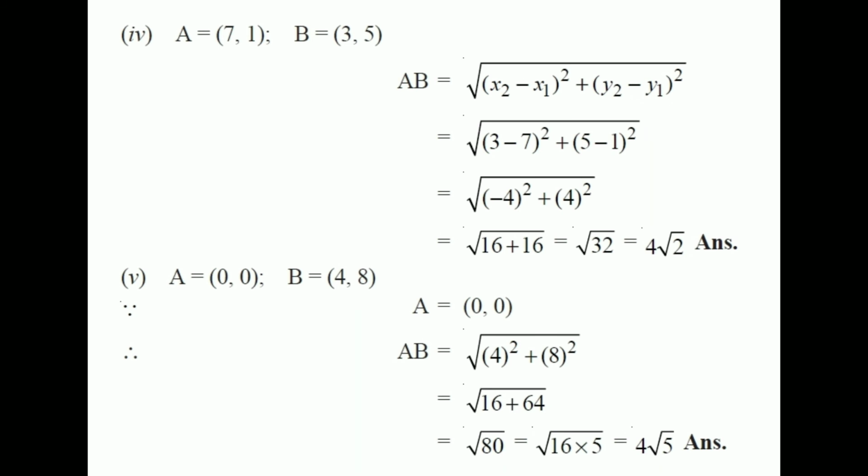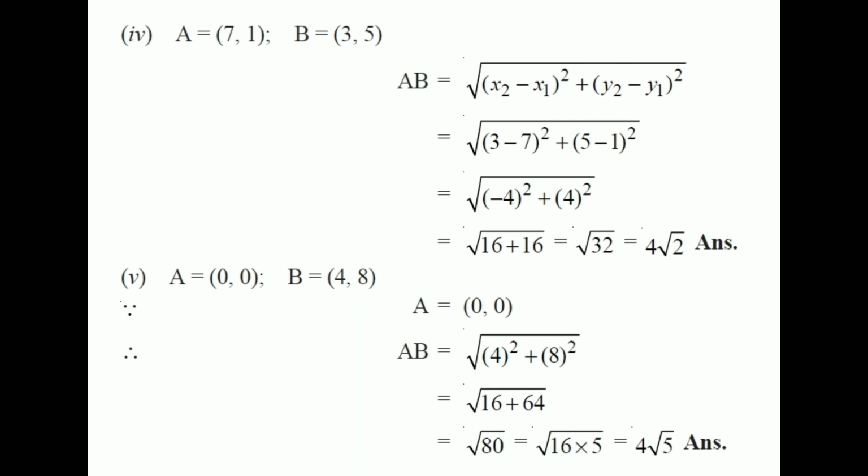In this way, by applying simply the formula of distance, we can find the distance between two given points. Let us proceed further towards sum number 4. A (7, 1), B (3, 5). So the distance will be, first write the distance formula, (x2 minus x1) whole square plus (y2 minus y1) whole square under the square root. So it becomes (3 minus 7) whole square plus (5 minus 1) whole square under the square root, is equal to (minus 4) square plus 4 square under root, is equal to under root of 16 plus 16.